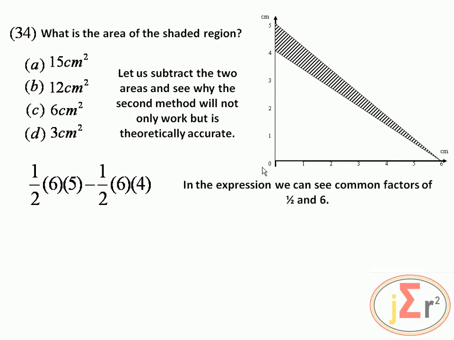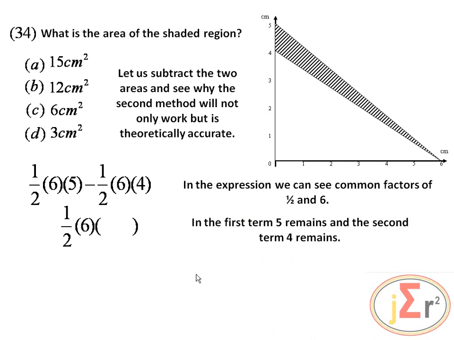Now what do we know? In the expression we can see common factors of half and 6. Notice that is half 6, half 6. So we can factor half 6 out. And what is left inside? 5, 4, which is, of course, this sign. We cannot neglect that. So we have 5 minus 4. So in the first term, 5 remains, and in the second term, 4 remains.